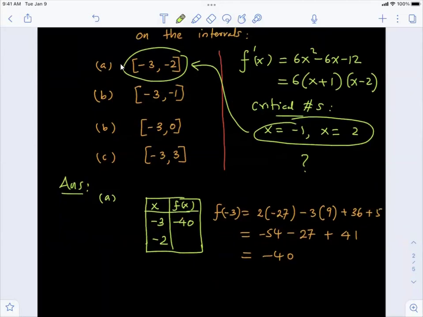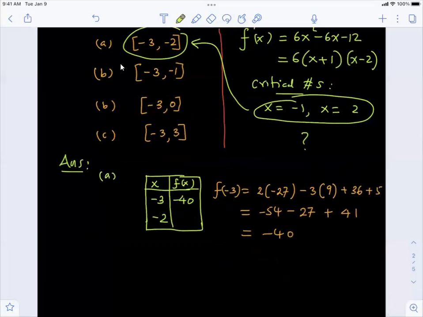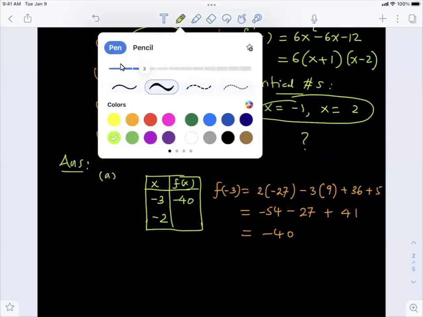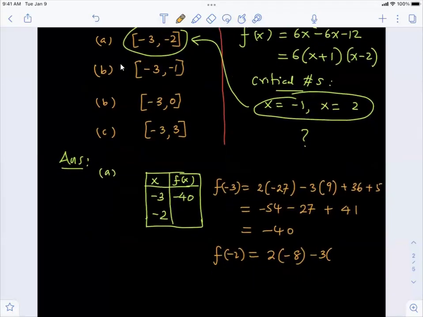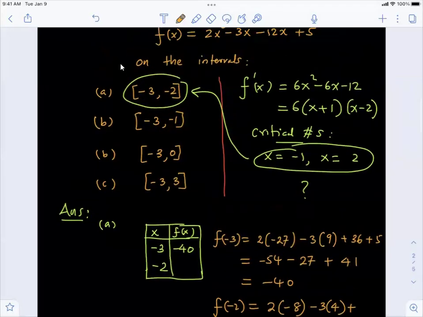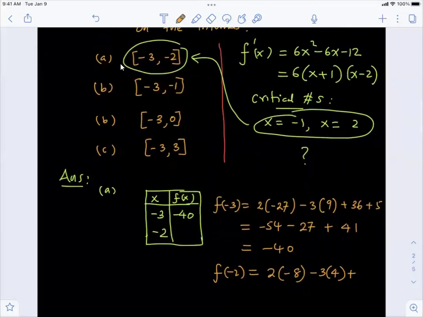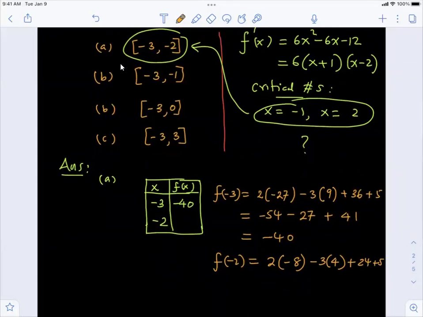And then you need to compute the value at negative 2. To compute that, again, you're going to do this, negative 2, 2 times negative 8 now. And then minus 3 times 2 squared. So it's going to be 4. And then include negative 2 there. So that would make it positive 24. And then plus 5. Simplify, simplify.